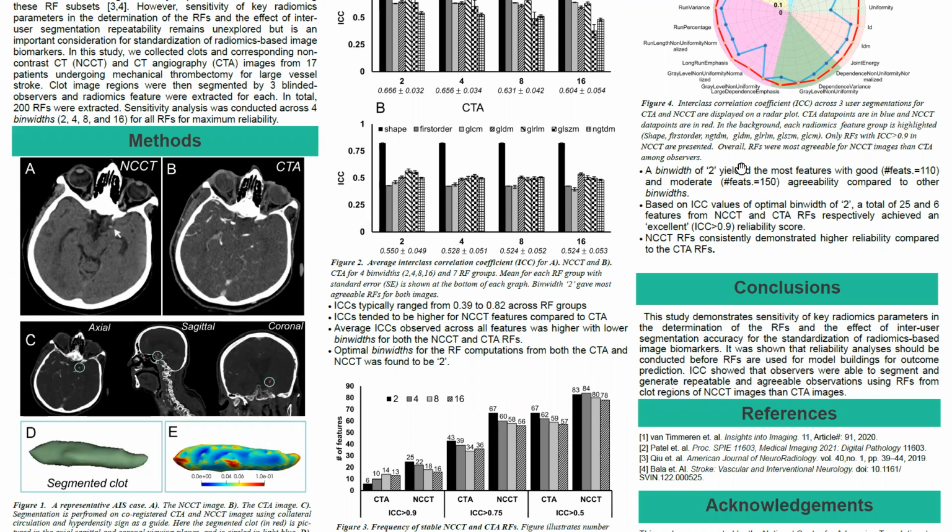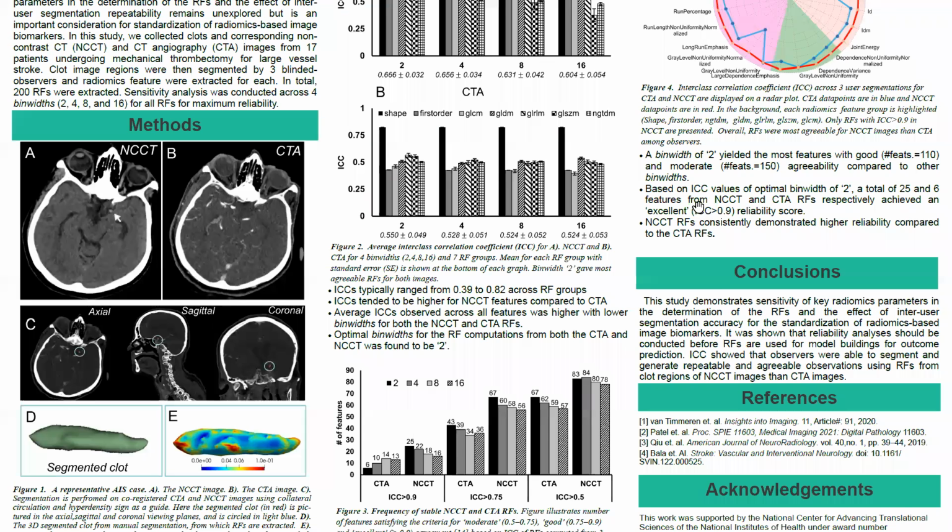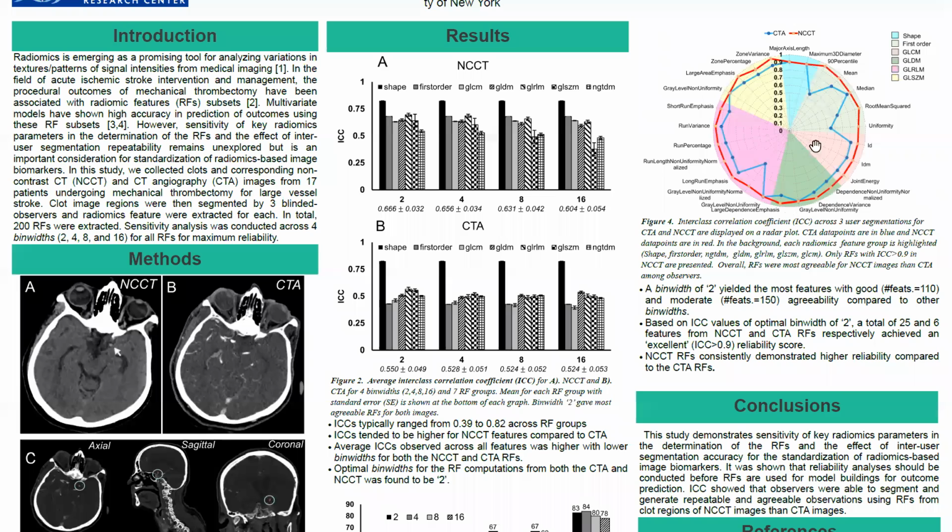Now, from this point forward, we just stuck to the bin width that gave us the best ICC, which was a bin width of 2. And using that, we tried to count how many of these features yielded a good and a moderate agreeability, which basically means good meaning ICC greater than 0.75 and moderate meaning ICC greater than 0.5. And we saw that a total of 100 and 150 gave good and moderate agreeability respectively.